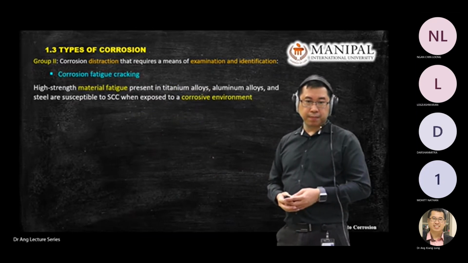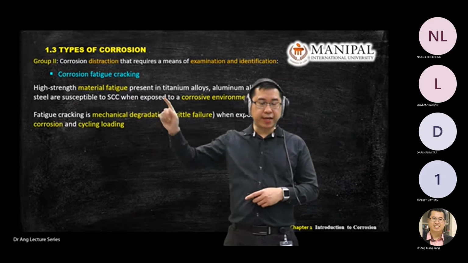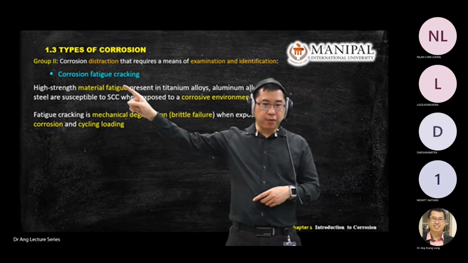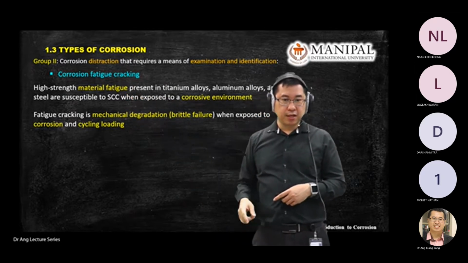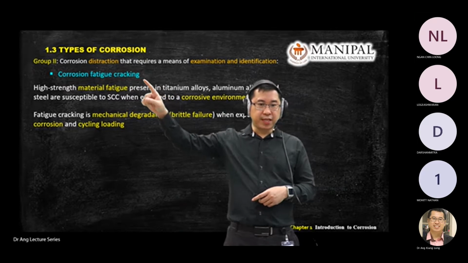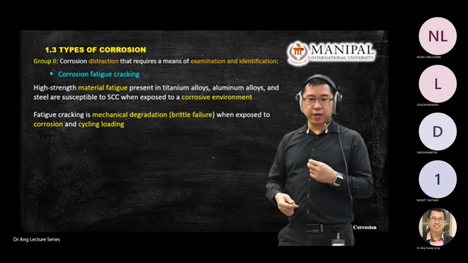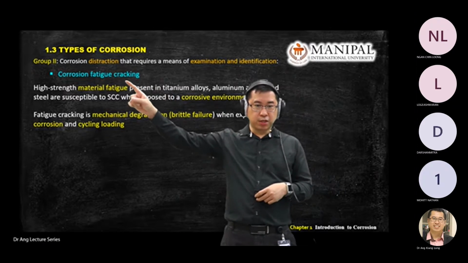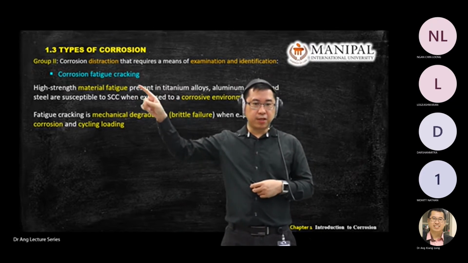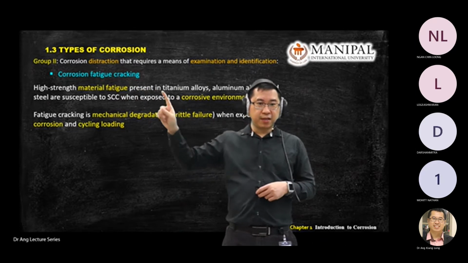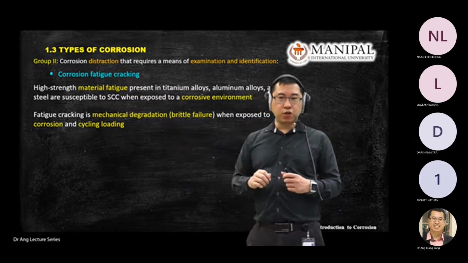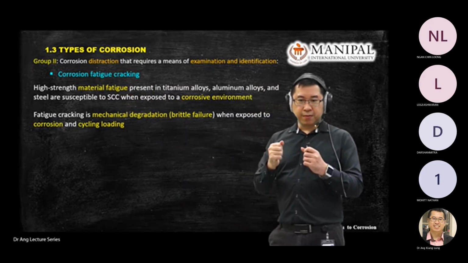Another one is corrosion fatigue cracking. By looking at the name, I think you know how this cracking will happen. It combines two words, corrosion and fatigue. So for corrosion fatigue, you need a corrosive environment. And the word fatigue itself means you repeat loading on it. From the wording itself, you can elaborate: corrosion is the attack, so you need a corrosive environment. The word fatigue means you continue to load the material.